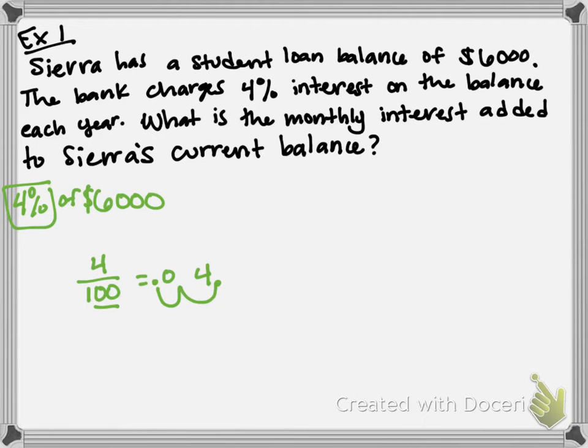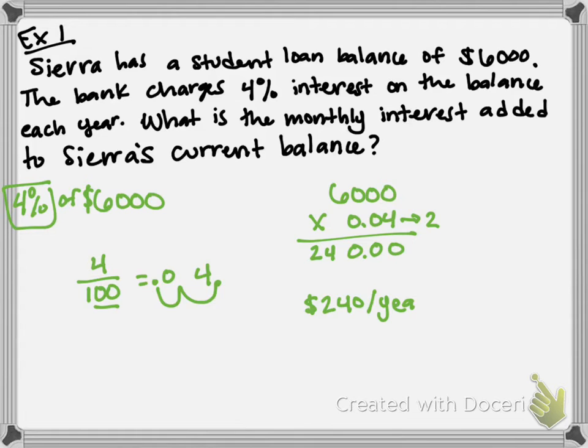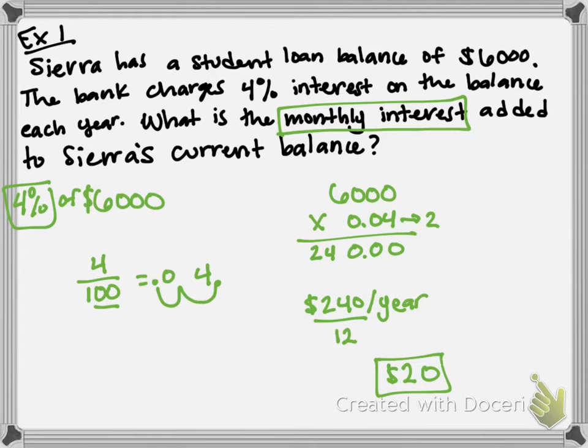Of means multiply, so I'm going to multiply 6,000 times 0.04. 4 times 0, 4 times 0, 4 times 0, 4 times 6. I have 2 decimal places. So she's getting charged $240 per year. They asked us, however, what the monthly interest is. So if I'm paying $240 interest each year, I'm going to divide by 12 to figure out the month. 24 divided by 12 is 2, and add my 0 back in. So she's paying an extra $20 a month for her student loan balance.